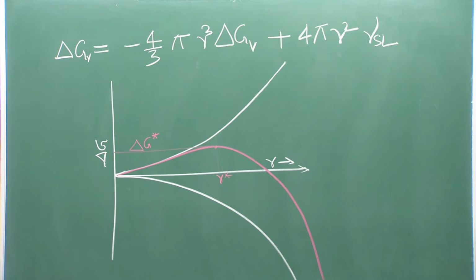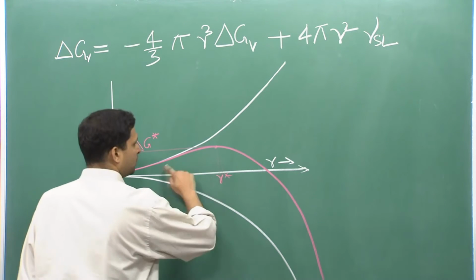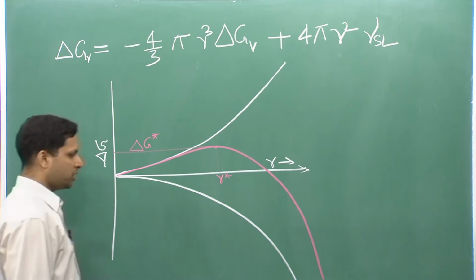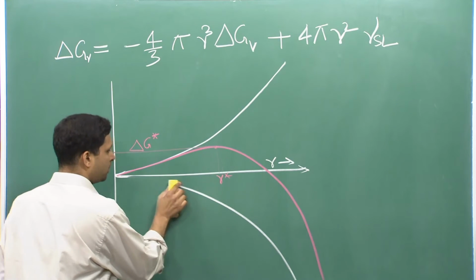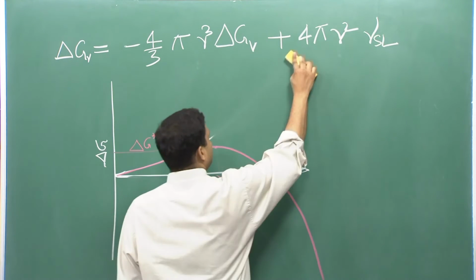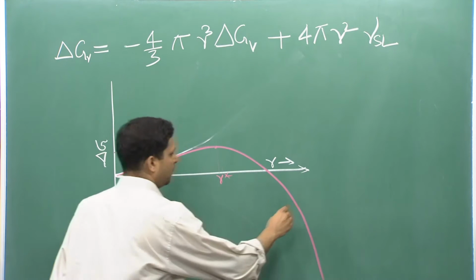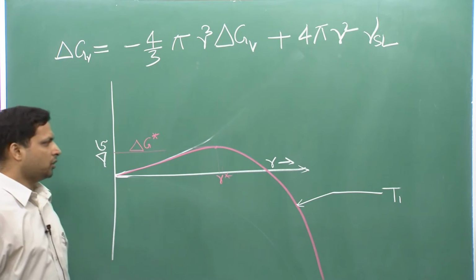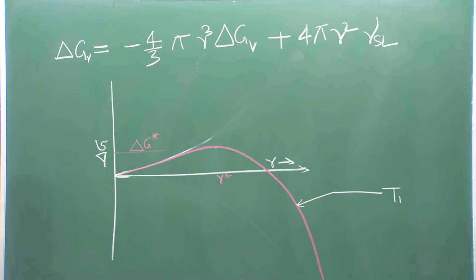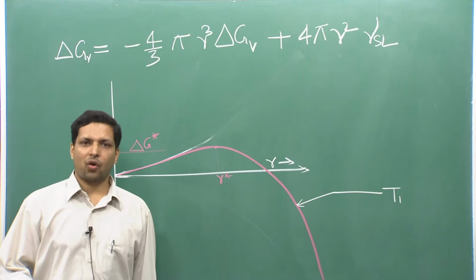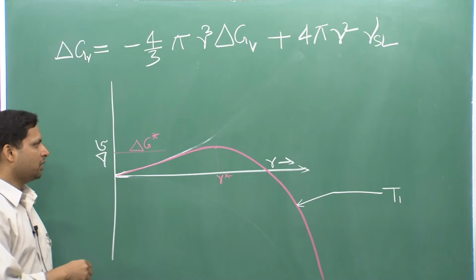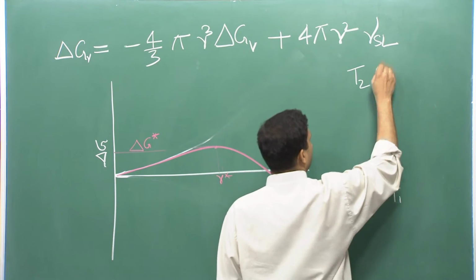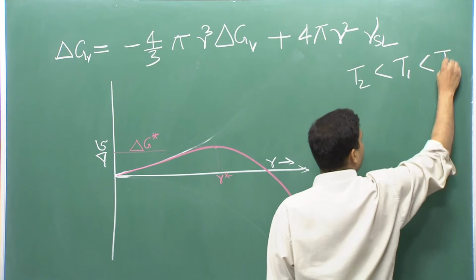But before that, what can you say from these equations about this curve when we change the temperature? So, let us say this is the delta G plot that you get at some particular temperature T1, and I will erase the rest of the part. This is how the delta G looks like. Now, if we increase the undercooling, the temperature becomes lower than T1, so we have T2. Let us say T2 is less than T1 is less than Tm.